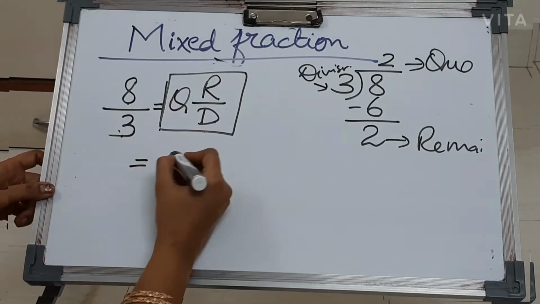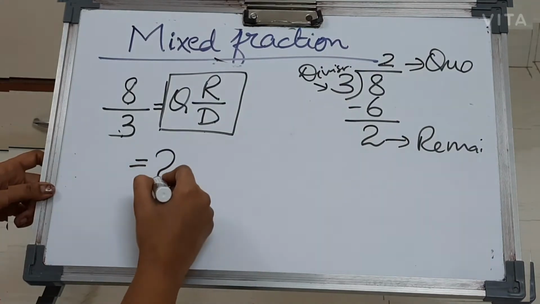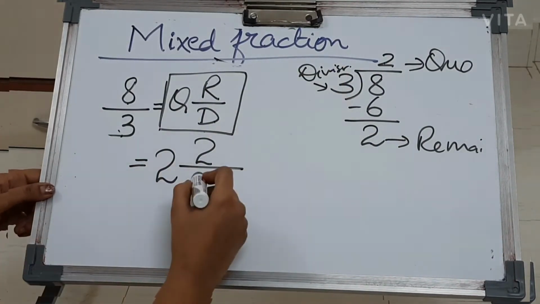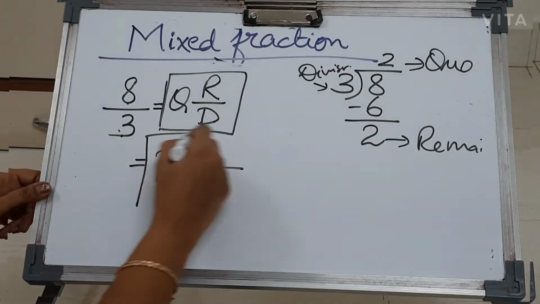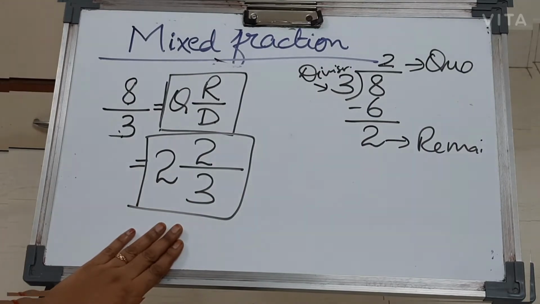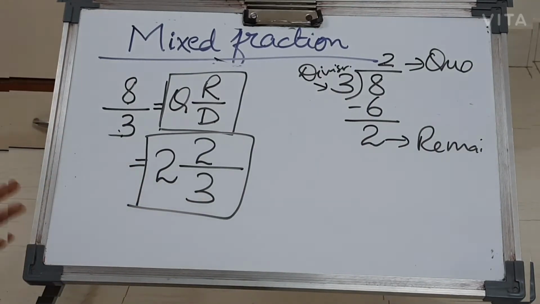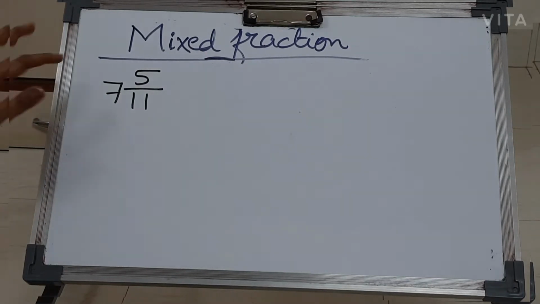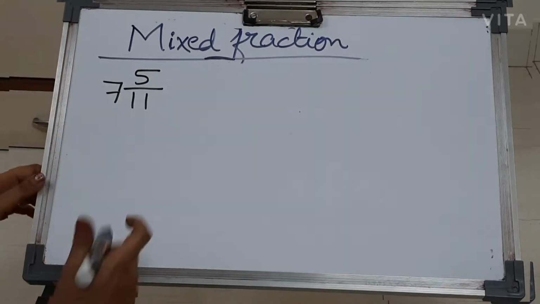Now what is the answer here? The quotient 2, and then the remainder 2 divided by 3. So this is the conversion of an improper fraction into a mixed fraction. Now how will we convert it vice versa, a mixed fraction into an improper fraction?